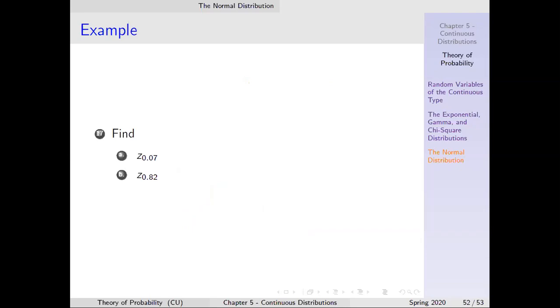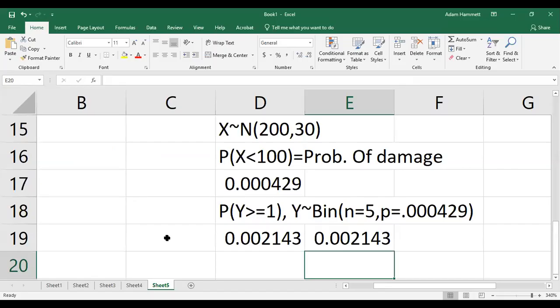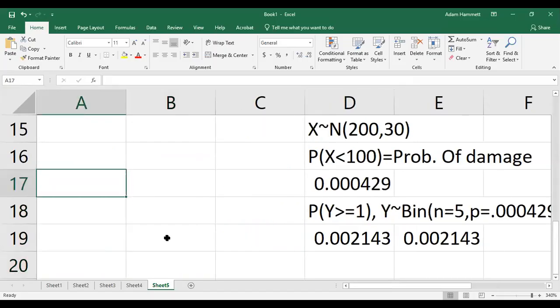So what about Z sub 0.07 and Z sub 0.82? Let's look at that together. We can actually do that in Excel as well, so let's go over to Excel once again. I want Z sub 0.07.